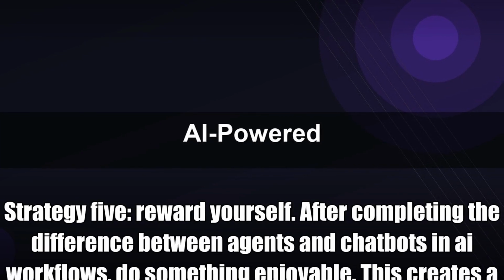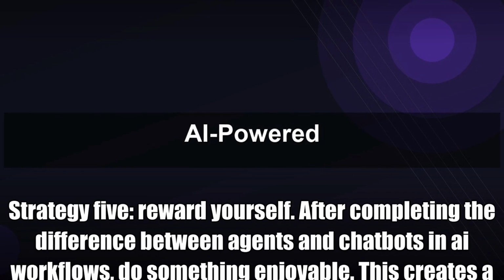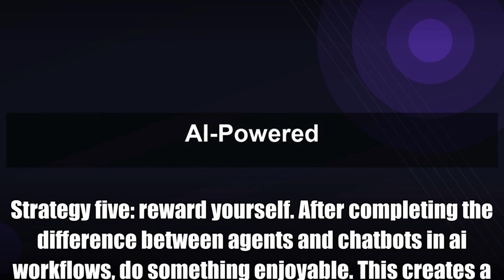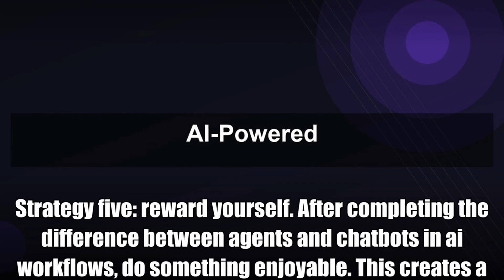Strategy 5, reward yourself. After completing the difference between agents and chatbots and AI workflows, do something enjoyable. This creates a positive feedback loop in your brain.